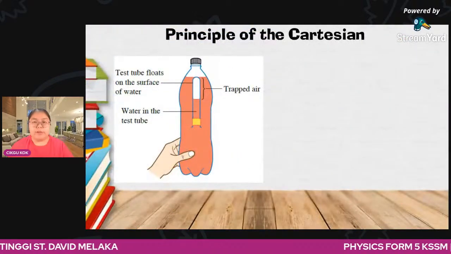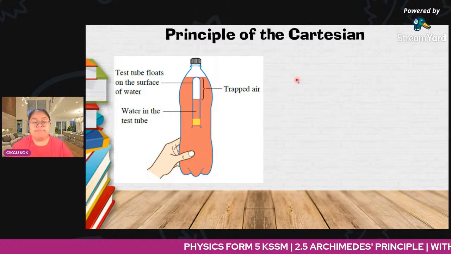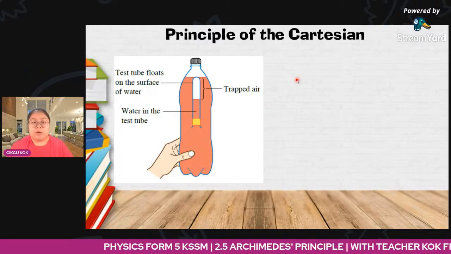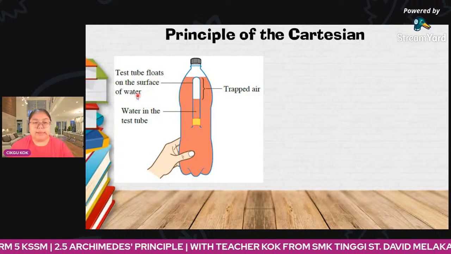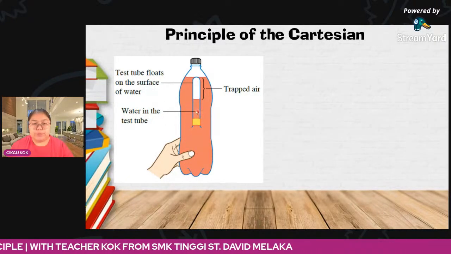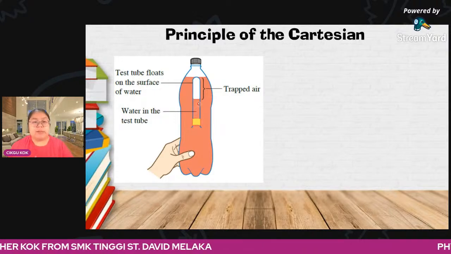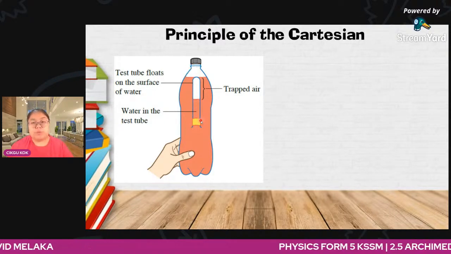Okay, then we still got the principle of the Cartesian diver. They're also talking about the Archimedes principle and also flotation. Okay, let's see the test tube. It floats on the surface of the water. Then after that, the water in the test tube. Okay, they got halfway water in the test tube, but inside still got trapped air. Now you can see the test tube is floating.